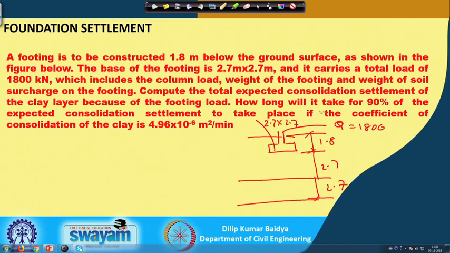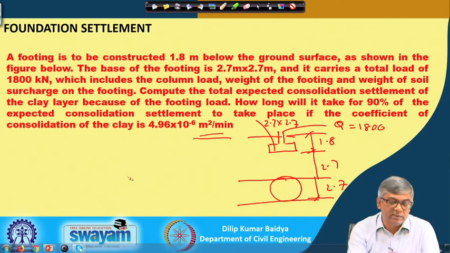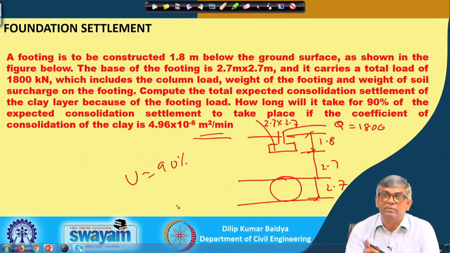How long will it take for 90% of the expected consolidation settlement to take place if the coefficient of consolidation of the clay is 4.96 multiplied by 10 to the minus this one. So, that means, because of this loading, what is the consolidation settlement you have to find out, and for U 90%, how much time will it take. So, these are the parts; three parts are there.